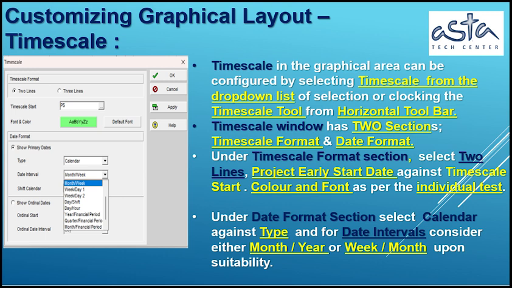Customizing graphical layout, timescale. The timescale in the graphical area can be configured by selecting Timescale from the drop-down list of selection or clicking the Timescale tool from the horizontal toolbar. The Timescale window has two sections, Timescale Format and Date Format. Under the Timescale Format section, select two lines, Project Early Start Date, against Timescale Start. Color and font as per the individual choice. Under the Date Format section, select Calendar against Type, and for date intervals consider either month and year or week and month depending upon suitability.